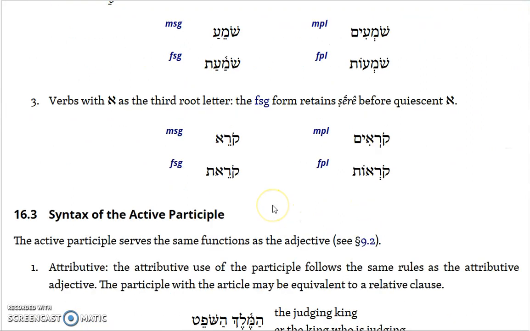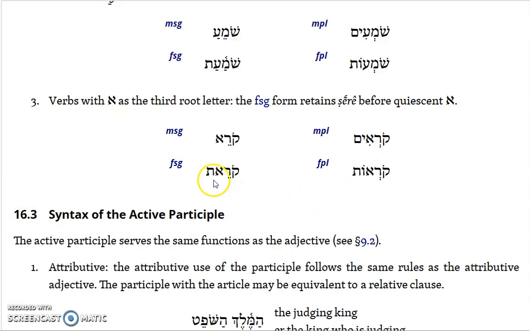When you have an aleph at the end of a root, that'll be regular in some forms. So the masculine singular is qore, one who calls. Qore is one who reads or one who calls out. And the plural, qor'im and qor'ot, the masculine plural and the feminine plural, are all according to the usual pattern.